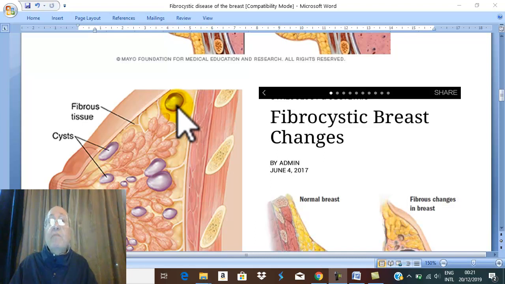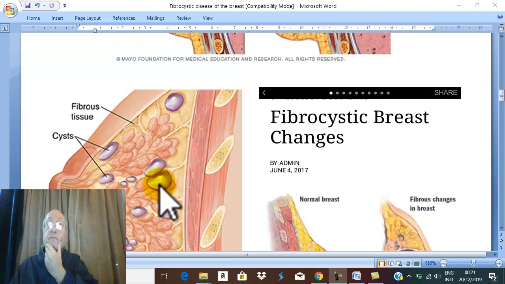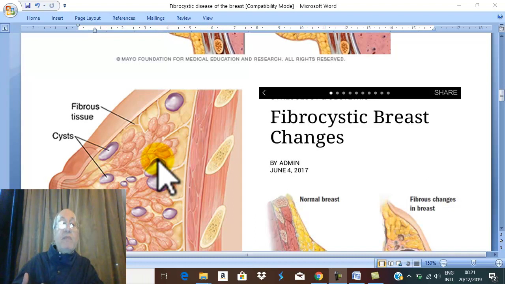And these nodules may be slightly tender, firm, and these nodules, actually, you feel the cysts under your fingers. If you ask this patient to come to you 1 week after menstruation and you examine the breast, all this nodularity, all this tenderness disappears after menstruation.